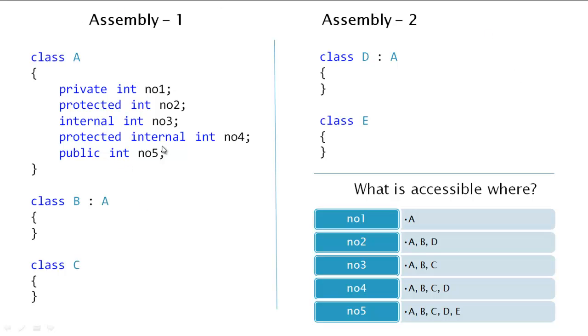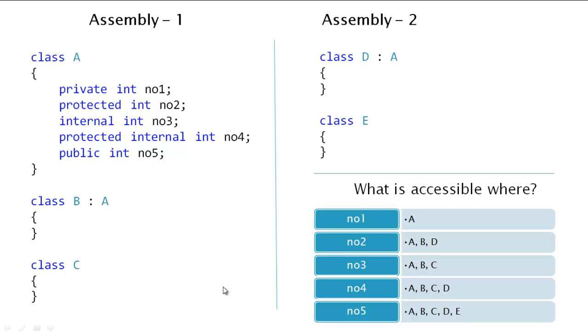While protected internal number 4 will be accessible to A, B, C, as well as D. How come? Because of protected, it will be accessible to A, B, and D, as B and D are derived classes, and because of internal, it will be accessible to all classes of this assembly. So that's why it is also accessible to C, but it will not be accessible to class E because neither is E derived from class A nor is it in that assembly.